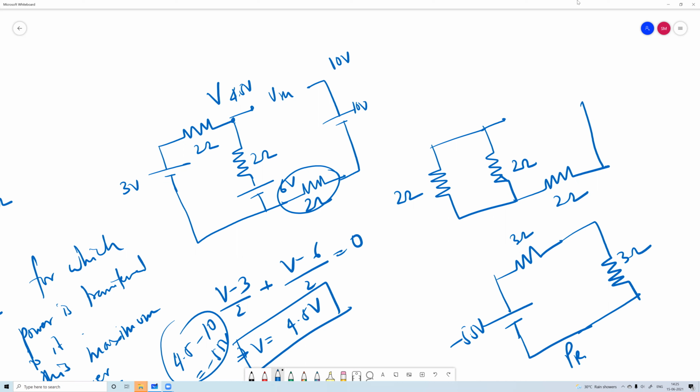So what is PRL? How much it is coming? So what is the volt? Watt.